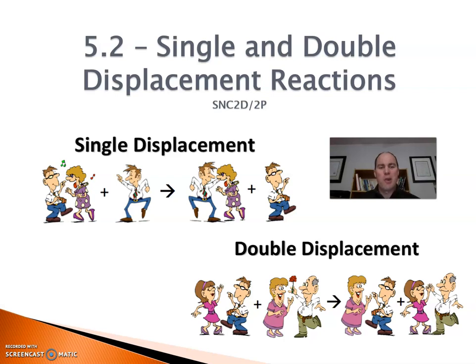Take a minute and just look at the two pictures that we have down below. See if you can figure out, just based on those pictures, what is actually happening in a single and double displacement reaction.